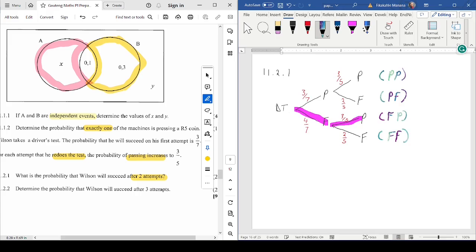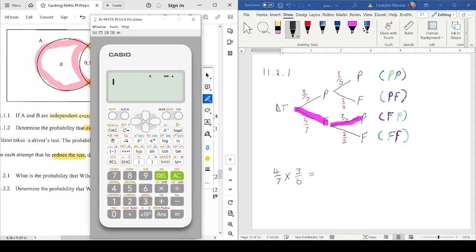The question wants the one where he passes on the second attempt, which means he failed on the first attempt and then passes on the second attempt. That's the one I've highlighted there. For that one, the probability is 4 over 7. Remember, we multiply the probabilities at this point, times 3 over 5. That will give us our final answer.